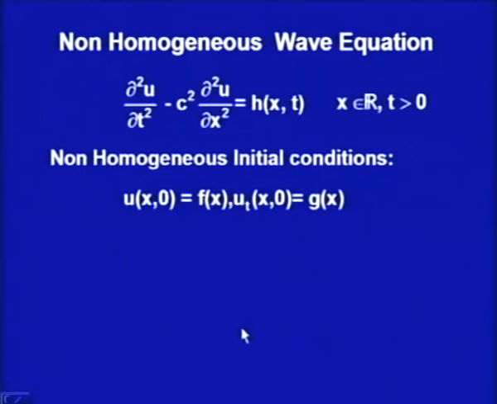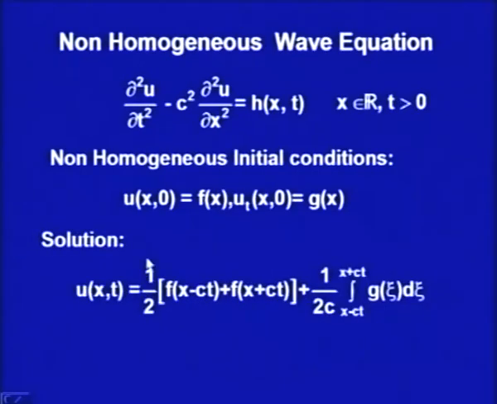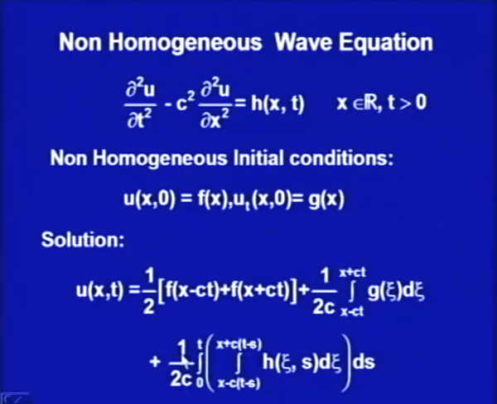For non-homogeneous initial conditions, the D'Alembert solution for the homogeneous wave equation is half of f(x minus ct) plus f(x plus ct) plus 1 upon 2c integral from x minus ct to x plus ct of g(xi) d xi, where f is the initial condition and g is the function giving the second initial condition. Then we add the solution of the non-homogeneous problem found using Duhamel's principle, which is 1 upon 2c integral from 0 to t of the integral from x minus c(t minus s) to x plus c(t minus s) of h(xi, s) d xi, and the whole thing integrated with respect to s.